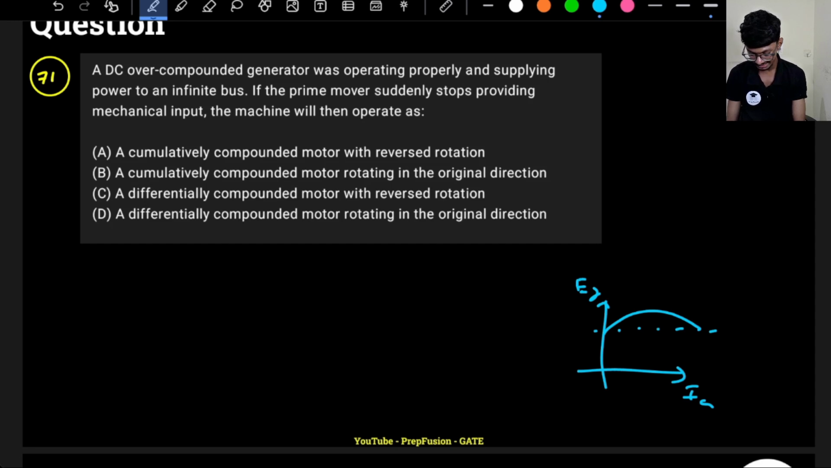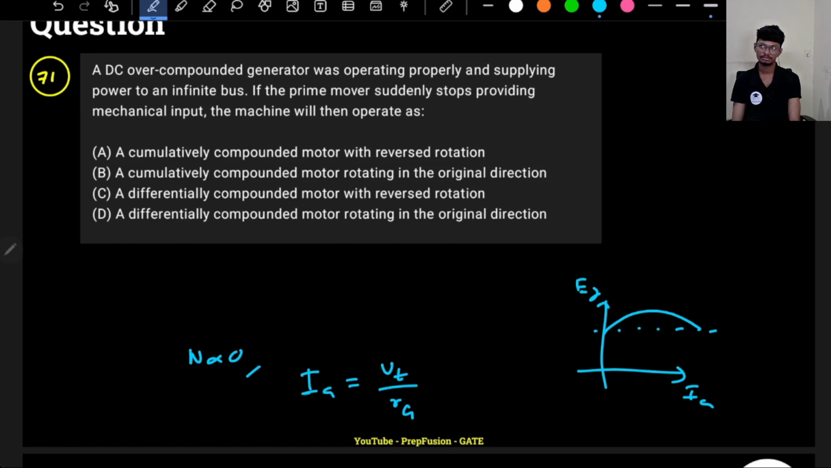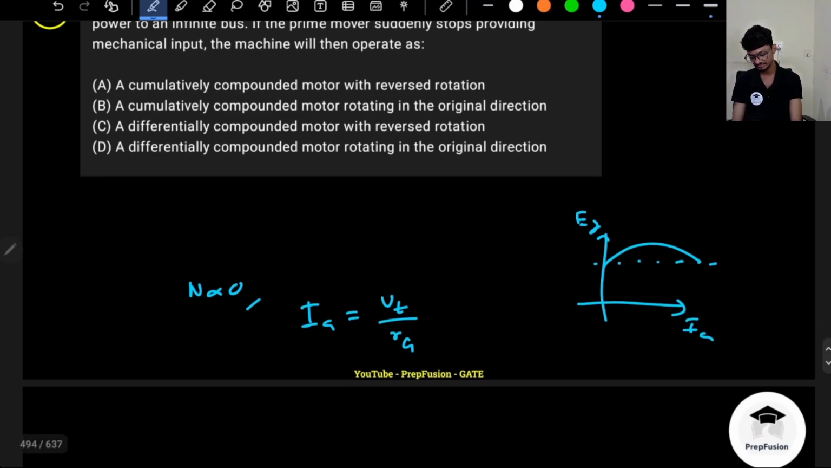So prime mover has suddenly stopped. If prime mover has suddenly stopped, then the speed is 0. Then the generated EMF also will be 0. Okay, and so what will be the flux? So there will be huge current flowing, right? IA will be basically VT, the terminal voltage, divided by the armature resistance, because the machine has stopped rotating. There is no EB. So IA is this value.